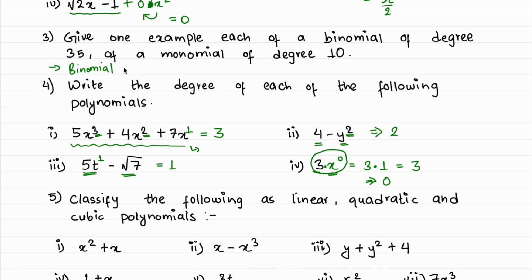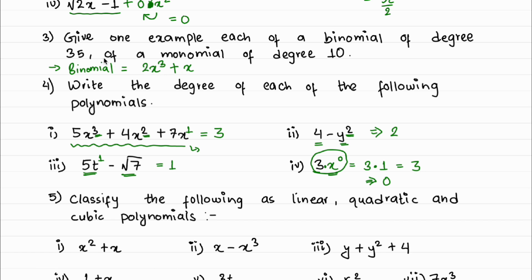For a binomial, first of all, we need to have two terms. So let's say the first term is 2x cube, and then let's say our second term is x. Now we have two terms, that's a binomial.